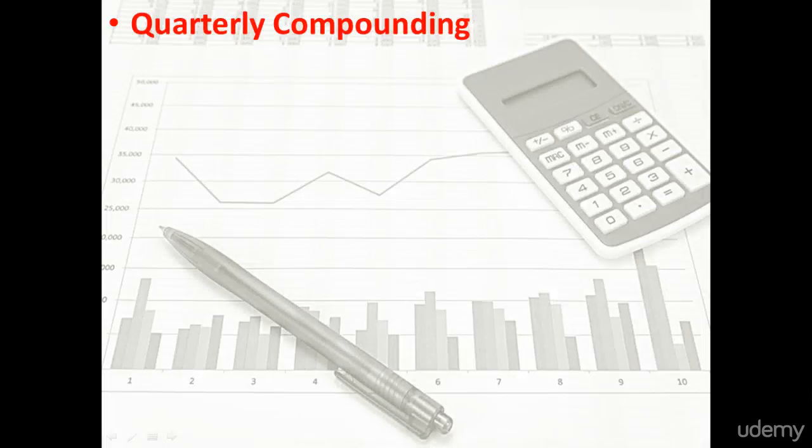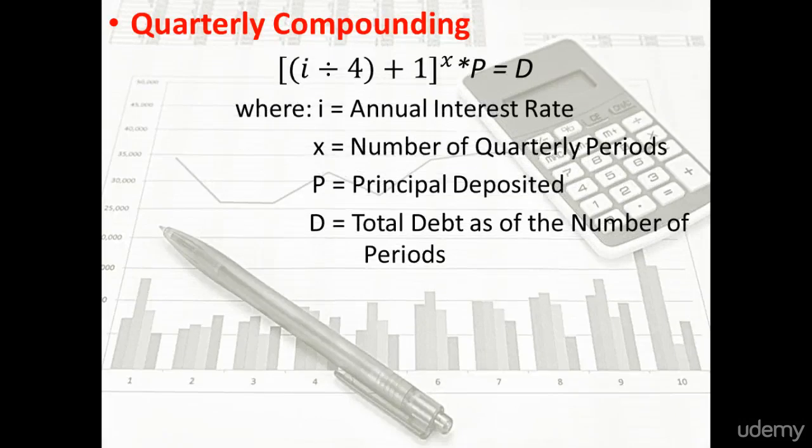A more common calculation of interest is based on quarterly compounding, or a calculation of interest 4 times per year. And here is the formula, which is pretty similar to the annual compounding formula. We have the annual interest rate divided by 4, because we have 4 quarters in the year, plus 1 to the power of the number of quarterly periods, multiplied by the principal deposited at the beginning. And this is the total debt as of the number of periods.